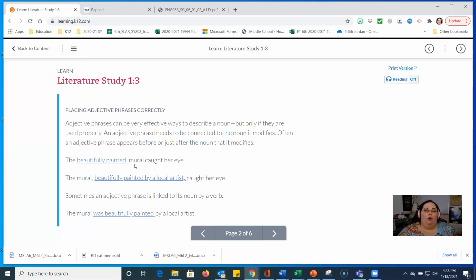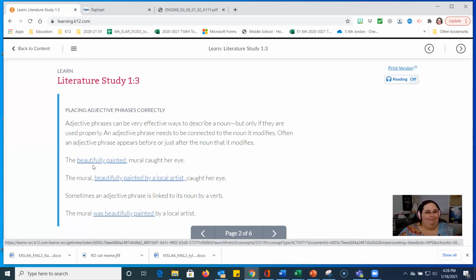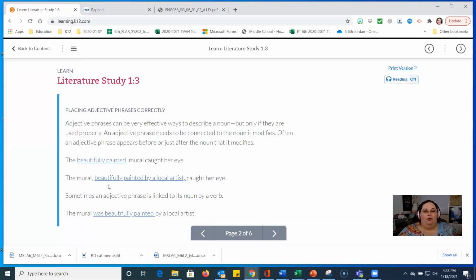Mural. So, what is our adjective? Beautifully painted. There's that phrase, beautifully painted. The mural, beautifully painted by a local artist, caught her eye. Again, our noun, our subject in this sentence is the mural. What is our adjective phrase? Beautifully painted by a local artist.